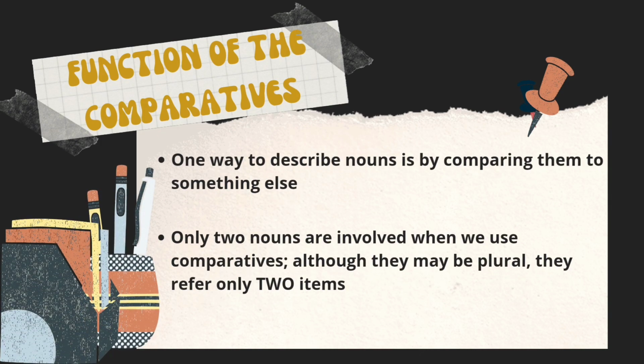Function of the comparatives. One way to describe nouns is by comparing, so comparatives are used to compare two things to something else. Notice that only two nouns are involved when we use comparatives. Although they may be plural, they refer to only two items.